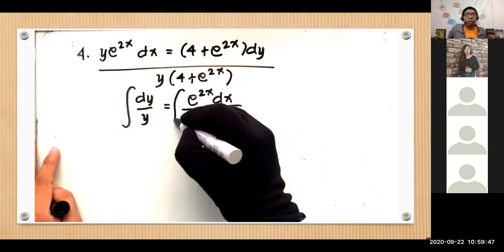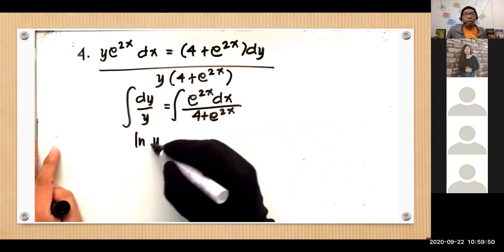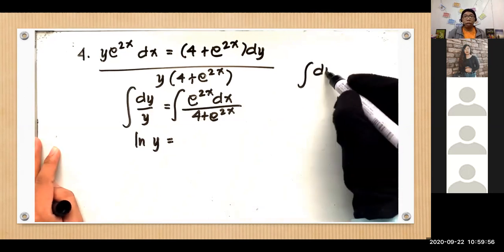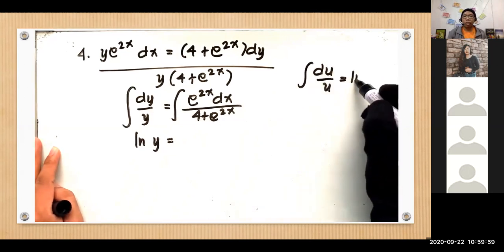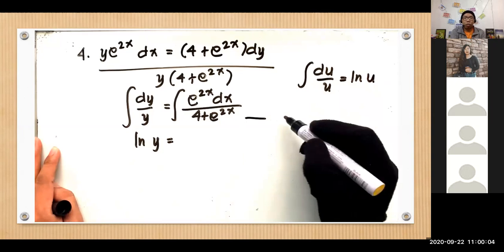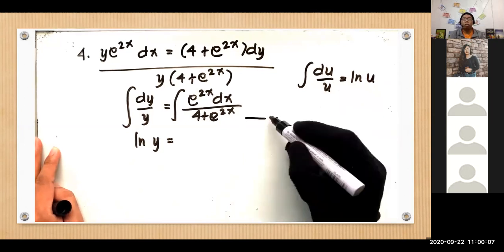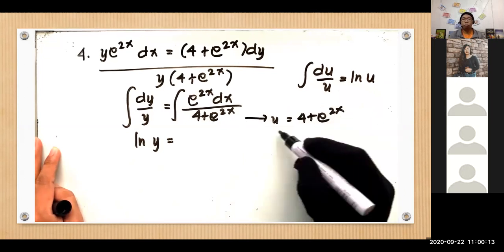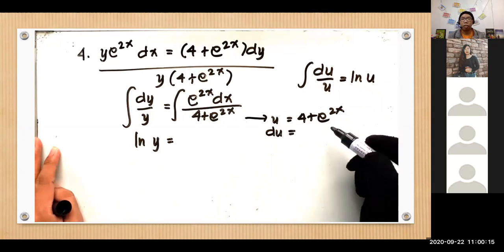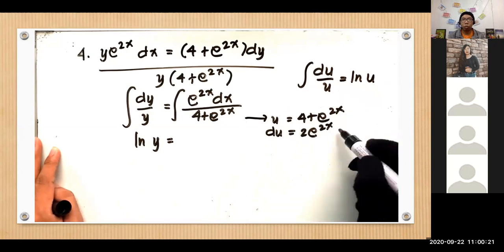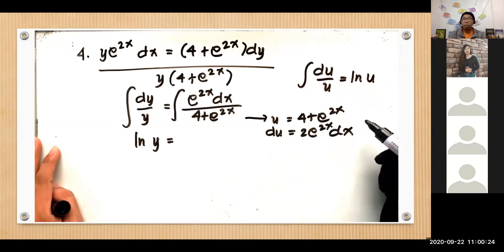Now, we can integrate each term. So, ln lang yan, yung nasa left-hand side, ln of y. How about sa right-hand side? Let's check kung possible ba na magamit yung formula na integral of du over u, which is ln of u. So, let's check kung yung denominator ng 4 plus e raised to 2x, kung yan yung ating u. We will now differentiate. Sige, differentiate natin yung u na yan. So, that is 0 plus e raised to 2x, derivative ng 2x is 2 times dx. Tsaka, meron kang e raised to 2x dx dun sa numerator, ang kulang lang is positive 2.